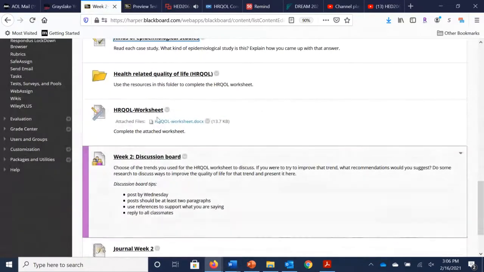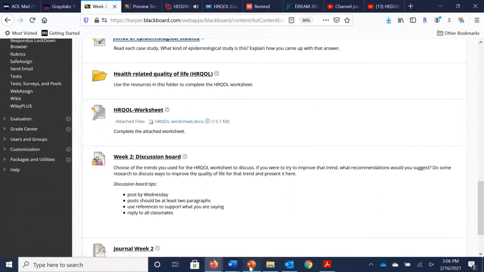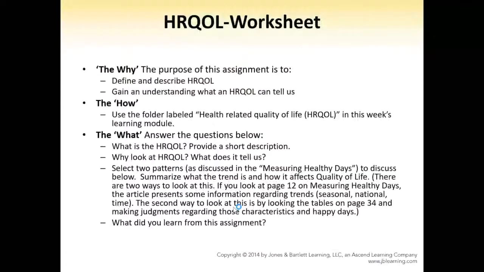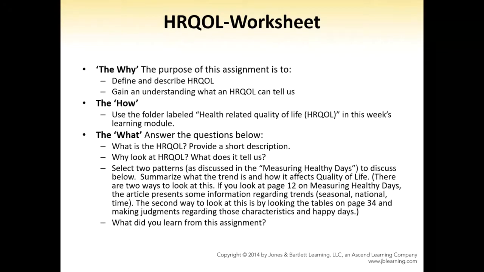What I wanted to talk about is this HRQOL worksheet. Let me go down here for a minute so you can see what it's about. So the purpose of this assignment is to help you define and describe HRQOL, and gain an understanding of what it is and what it can tell us. It stands for Health-Related Quality of Life. And for this, you're just going to answer, what is HRQOL, and give me a short description. And what can HRQOL tell us? So why is it important to look at this when looking at data?